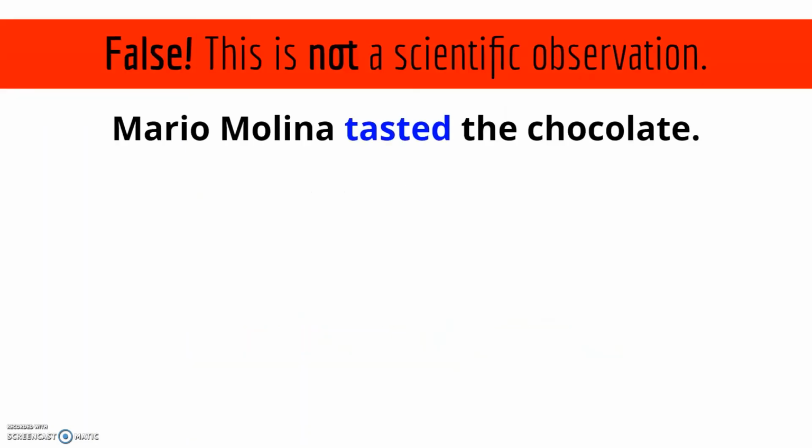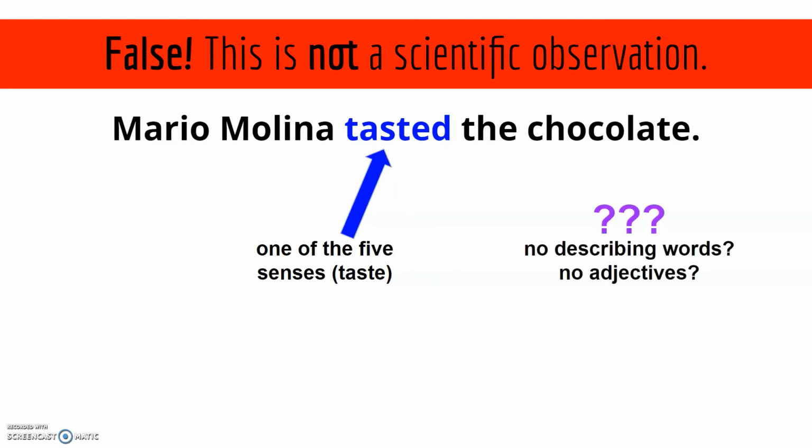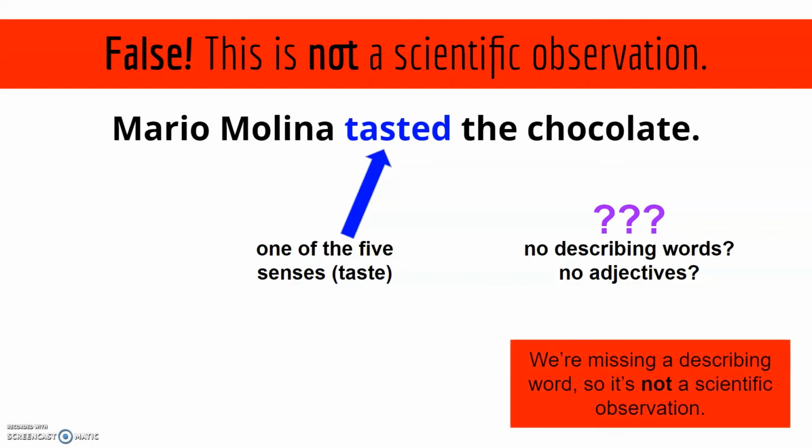False. This is not a scientific observation. Mario Molina tasted the chocolate. Okay, we do have one of the 5 senses. We have taste. But where's the describing words? Where's the adjectives? How does the chocolate taste? I don't know. It could have been the best chocolate he's ever tasted and I wouldn't know. Okay, so this is not a scientific observation. We're missing a describing word.